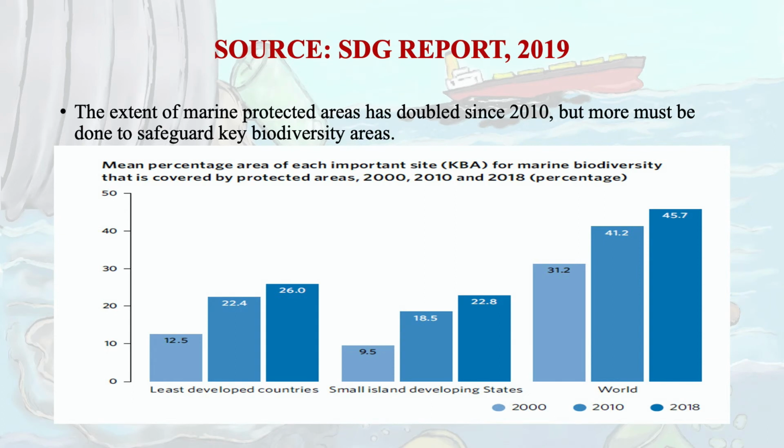Then if you look at the extent of marine protected areas, it has doubled since 2010, but we need more efforts to safeguard those key biodiversity areas in the ocean. In the least developed countries, we are now improving these key biodiversity areas. The protected coverage of key biodiversity areas is increasing from 2002 to 2018. For the least developed countries it was around 10 or so, but in 2010 it is 22.4, and in 2018 it is 26.0. In the same way, the world average has reached 45.7 in 2018, right? That is the percentage area of each important site of key biodiversity area.